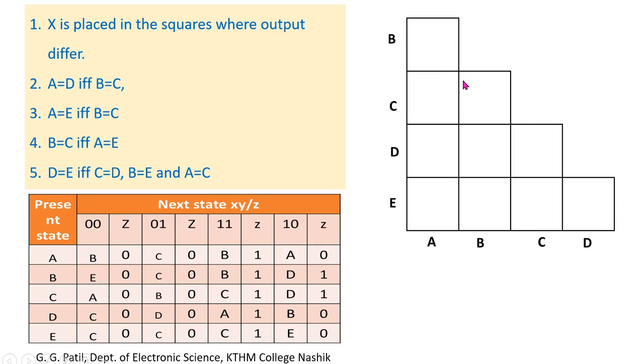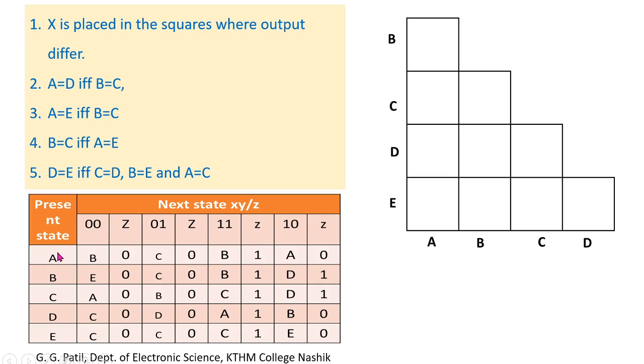So we'll proceed towards the filling of the implication chart. First of all, we have to observe the state table carefully, which is prepared from the given state machine in the state diagram form. Let us observe it. We take care of the outputs only. Depending on the output, we fill the implication chart.